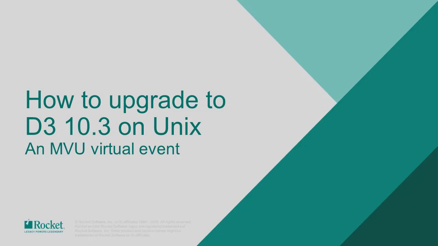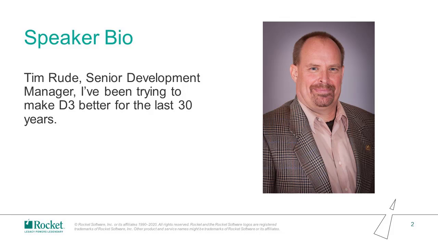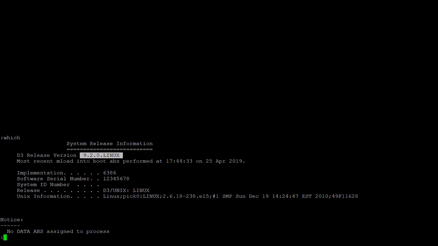Today we're going to learn how to upgrade D3 Unix, specifically D3 Linux, from a 9.2 system to 10.3.2. 10.3.2 has the limitation that it has to be on Red Hat 8, so I will have to use a save and restore process in order to do this upgrade. I cannot do an upgrade with the data files in place. So we will demonstrate how simple it is to do that.